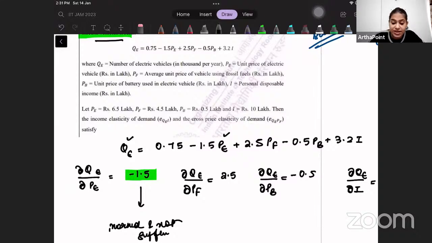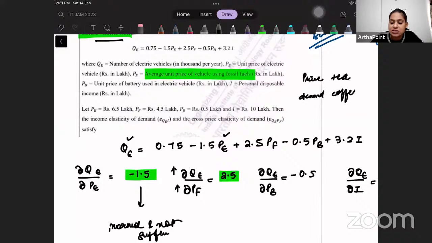Then I see that this price elasticity is coming positive. So when the price of one commodity, not elasticity, just differentiation. When the price of one commodity, what is F? This is the average unit price of vehicle using fossil fuel. So when this increases, the demand of this increases. Just think about this. When the price of tea increases, the demand of coffee increases. What are these goods? They are substitute goods. That means E and F are substitute goods.